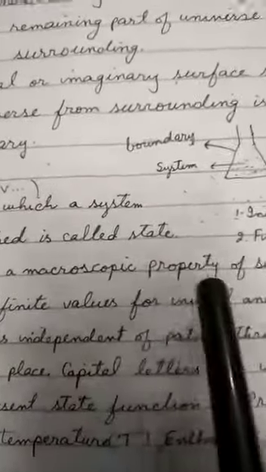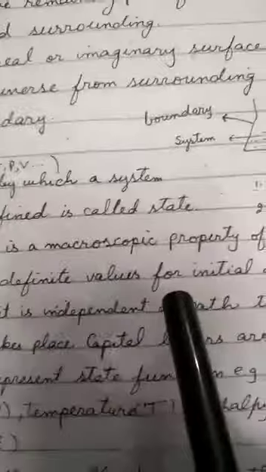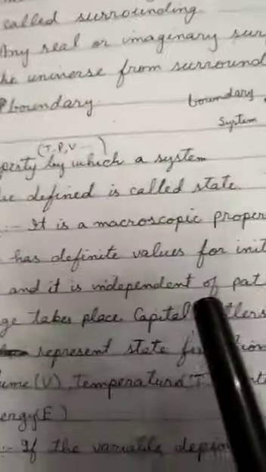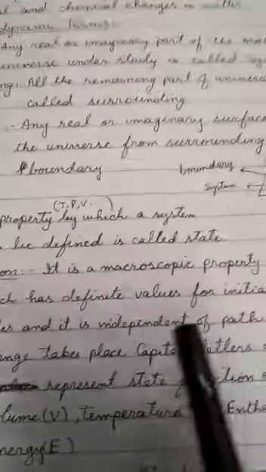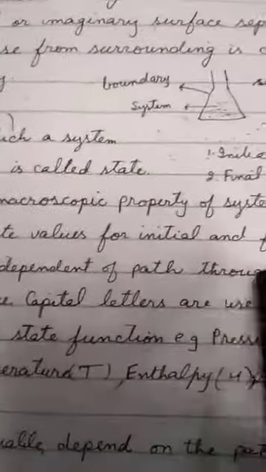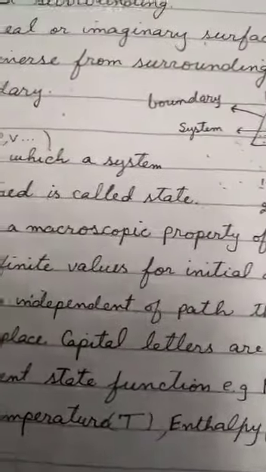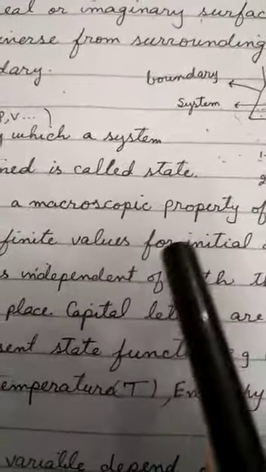State function. It is a macroscopic property. Macro means large. It is a macroscopic property of the system which has a definite value for the initial and the final states, and it is independent of the path followed. It means this property depends only on the initial and the final state of the system. We do not bother about the path.